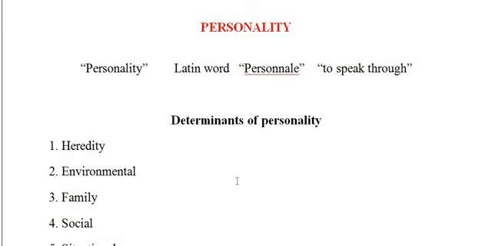The term personality is derived from the Latin word personale, which means to speak through. Many people have defined personality in different ways. Let us consider some of them. Personality is a very diverse and complex psychological concept. The word personality means something like outgoing and interpersonal abilities.